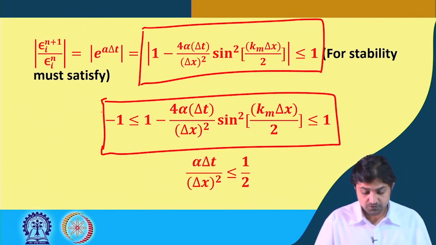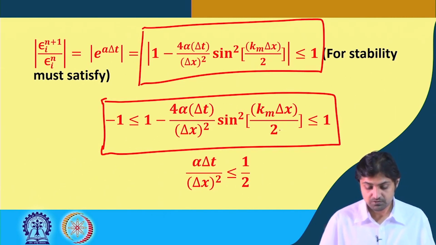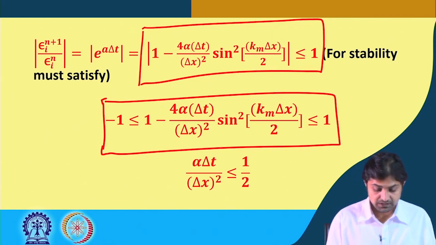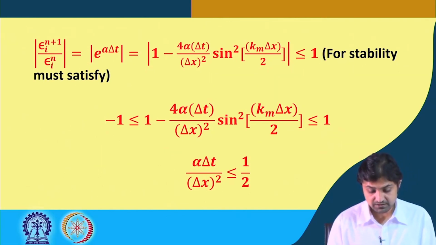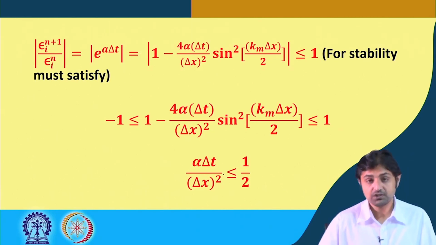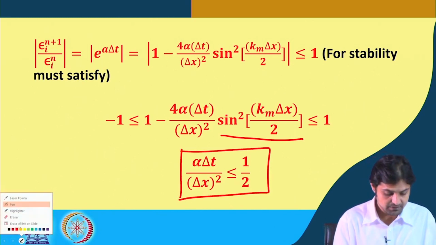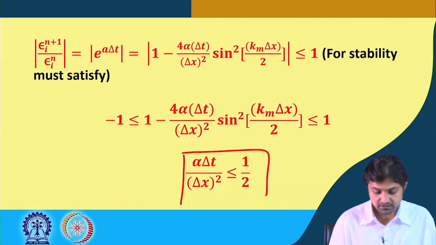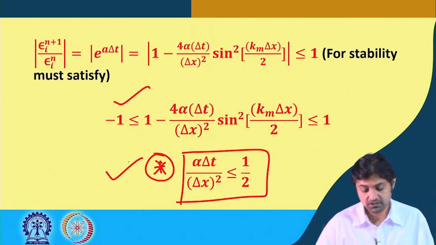All right, so what does this mean? See this sine squared km delta x by 2, so the condition can be written to be alpha delta t by delta x square should be less than or equal to half, because this will always be less than 1. So this is the final solution that we get for stability. Very important. So you should remember this one as well and this one as well.